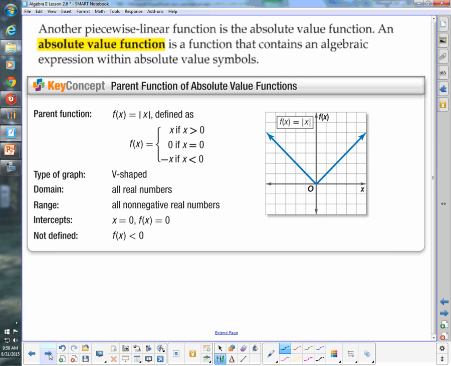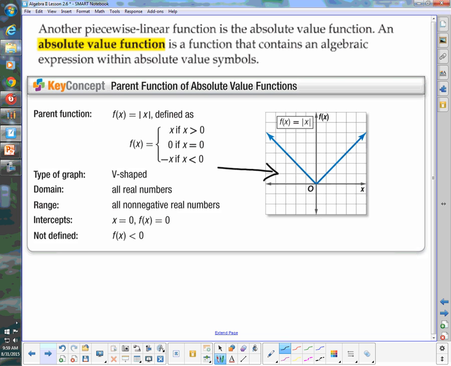They are piecewise in nature. All absolute value functions will look similar to this. What does that look like? A V. When you think absolute value, think V. All right?